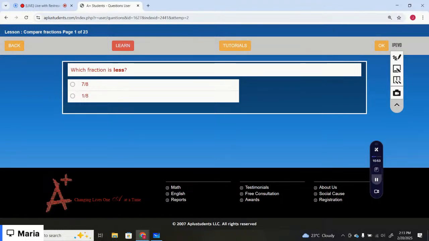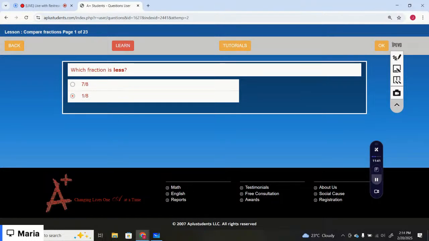Which fraction is less? 7 over 8 or 1 over 8. Option number 2 is the correct option. 1 by 8 is less than 7 over 8. Why option number 1? That's option 2. You have to see the smaller fraction.